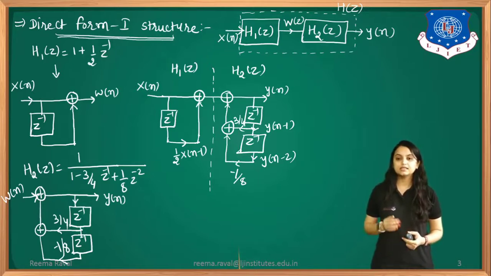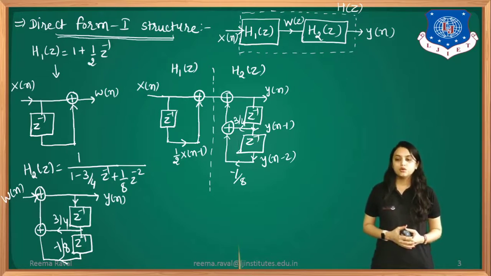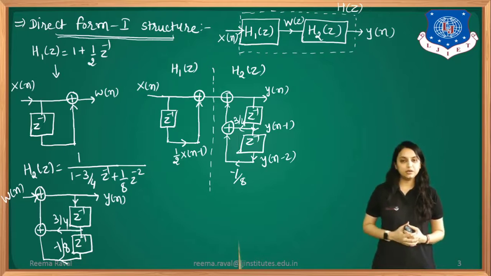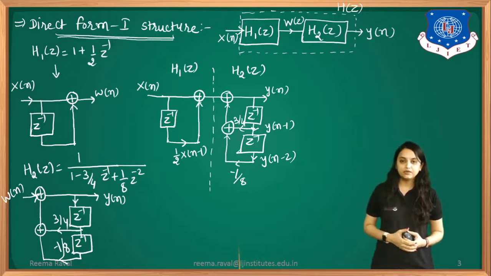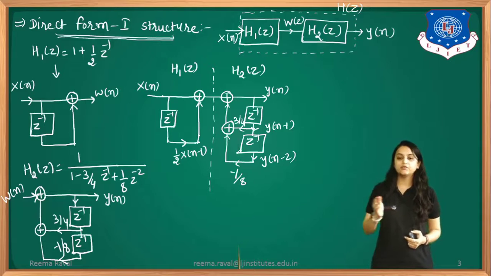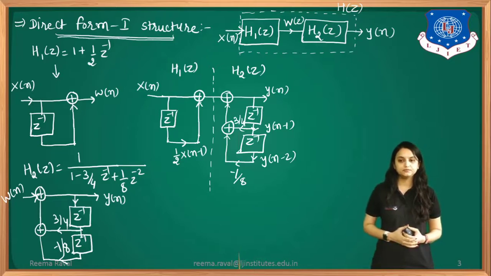Now as indicated, we have taken H1 of z. What is H1 of z? H1 of z is 1 plus 1 by 2 z inverse. Here one addition term is there, so we'll use one adder, along with one delay element, that is z inverse. So in the first diagram, as you can see, the input is x of n and the output is w of n. At the output, we will get the equation 1 plus 1 by 2 z inverse. Here the constant 1 by 2 we can place in the first structure.